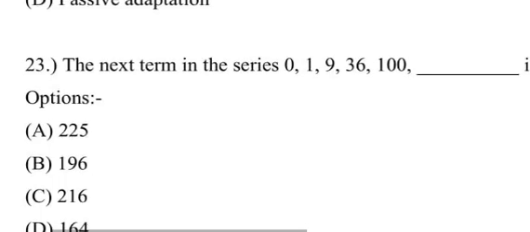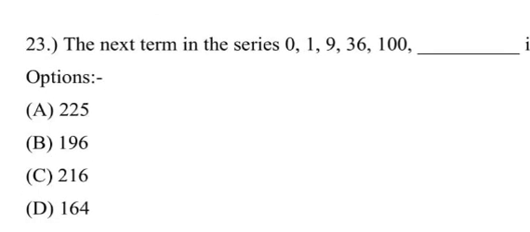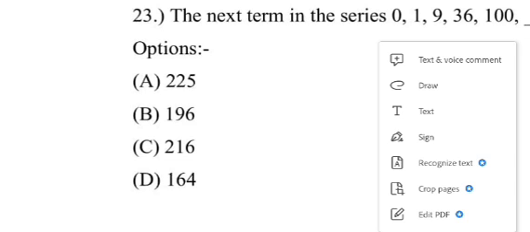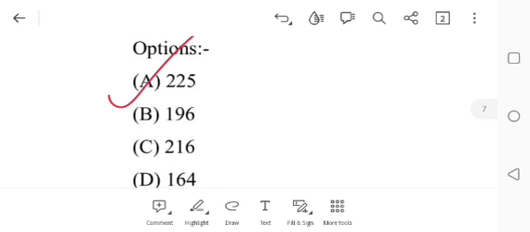23. The next term in the series 0, 1, 9, 3600 will be what? 225, 196, 216, 164. It will be number A, 225.